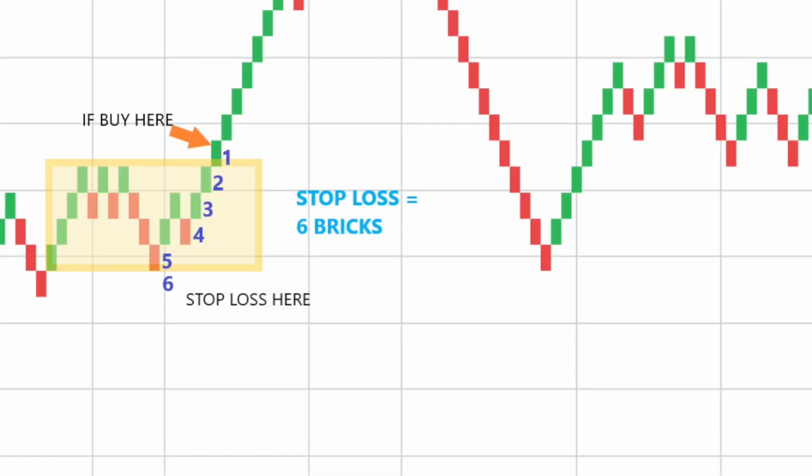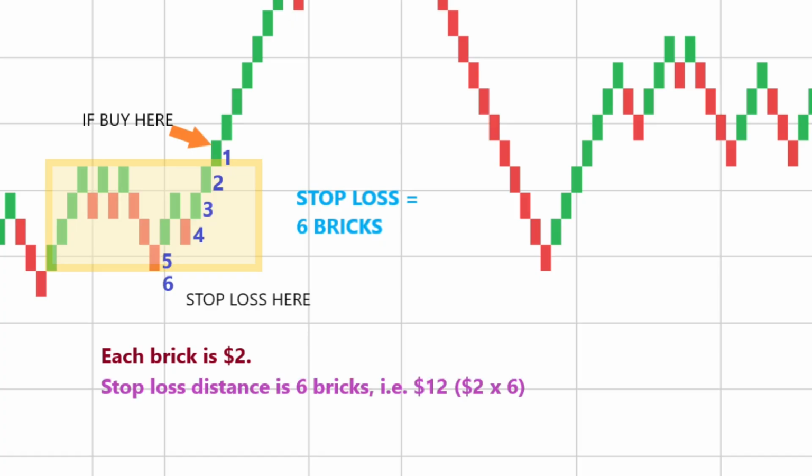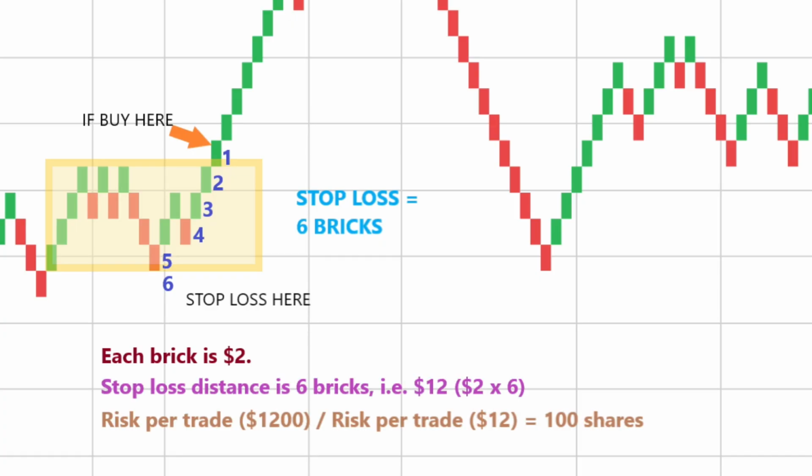The formula itself is actually very simple. Position size equals risk per trade divided by risk per unit. In Renko trading, risk per unit is calculated using the brick size and the stop distance. Risk per unit equals brick size multiplied by the number of bricks to the stop. Let's walk through an example.